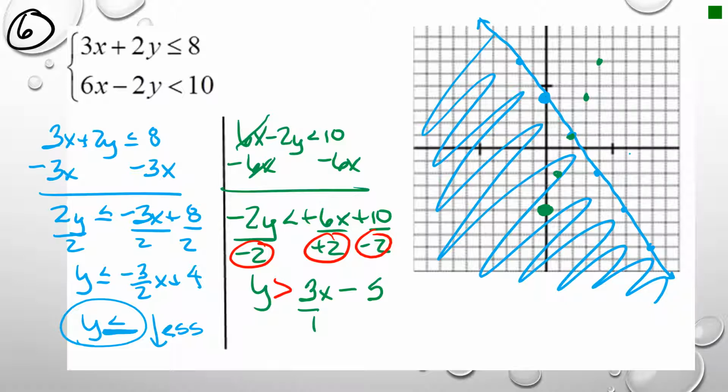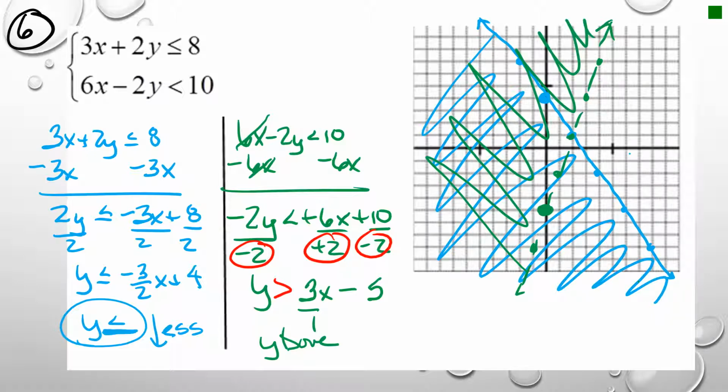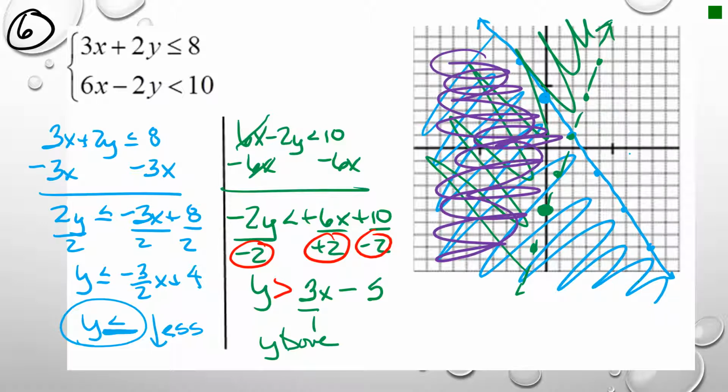This is an inequality. It's all about shading. Stop! Does it have the or equal to line? It does not. So we are just going to draw a dotted line. It says greater than, so I'm going to go above. And where do they overlap? Right in this area here. Anything on the solid blue line and in the purple area is a solution. Anything on the dotted green line is not.